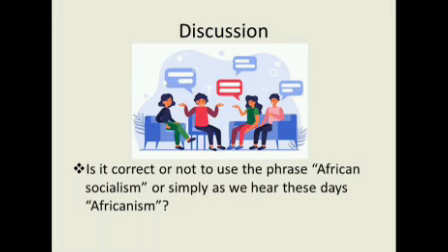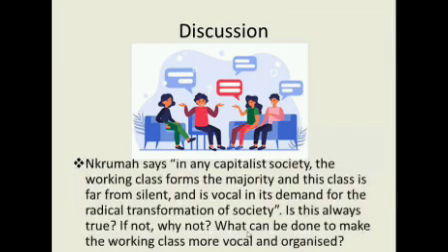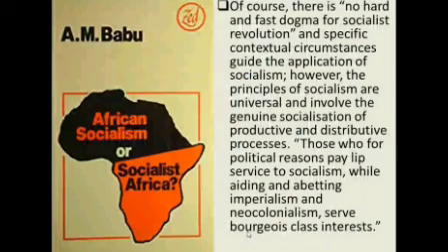Yeah, thanks for that. I think it's not a one-or-all matter, and I think Nkrumah himself states, I'll go back to that now, that Nkrumah says, of course, there is no hard and fast dogma for socialist revolution, and specific contextual circumstances guide the application of socialism. However, the principles of socialism are universal and involve the genuine socialization of productive and distributive processes. Those who, for political reasons, pay lip service to socialism while aiding and abetting imperialism and neo-colonialism serve bourgeois class interests.